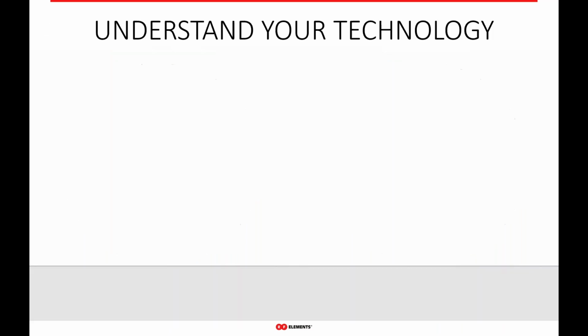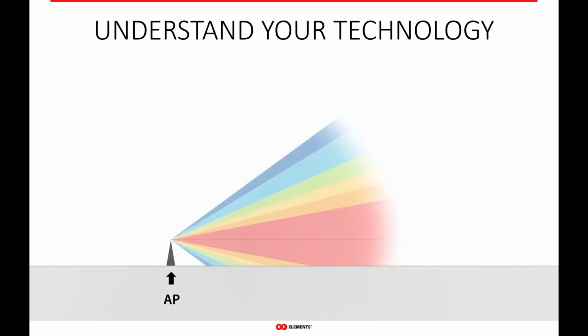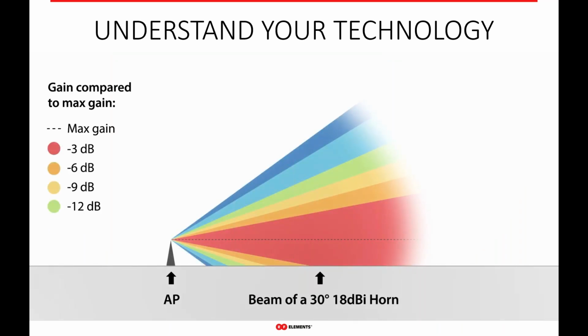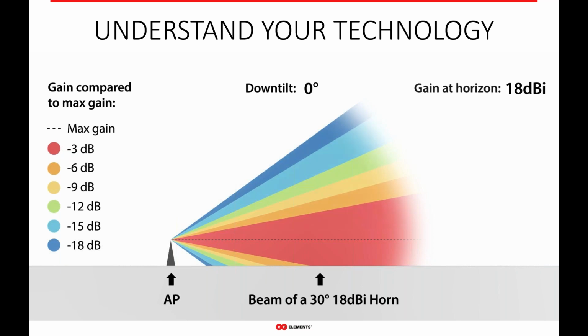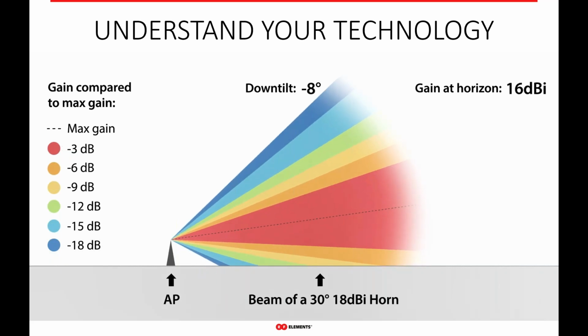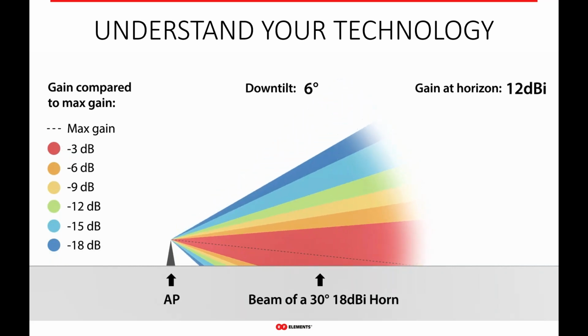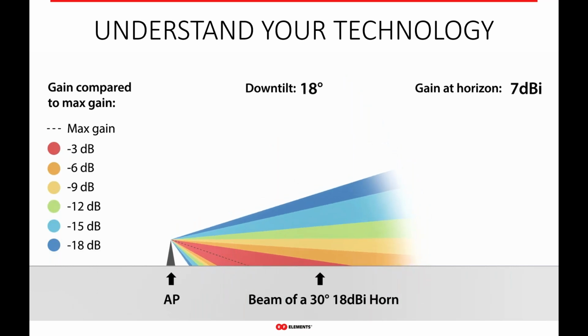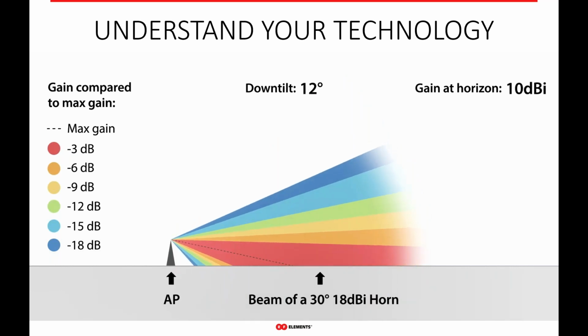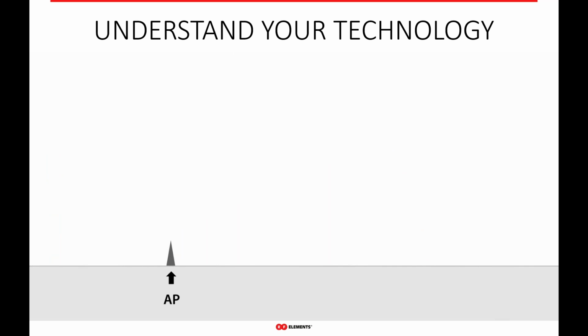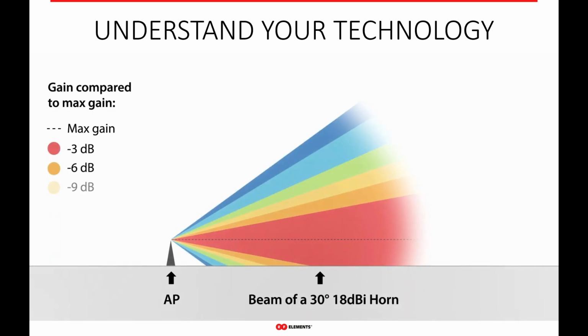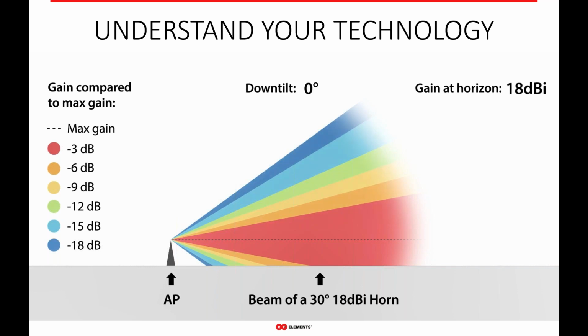And then finally, you really need to understand your technology. As I mentioned earlier, horn antennas are different than anything you've used before. The antenna patterns have a totally different shape. The beams themselves in both vertical and horizontal polarity are identical. The gain across the entire spectrum is very flat compared to a traditional sector. So you need to understand how gain rolls off as you go to the edge of your antenna.